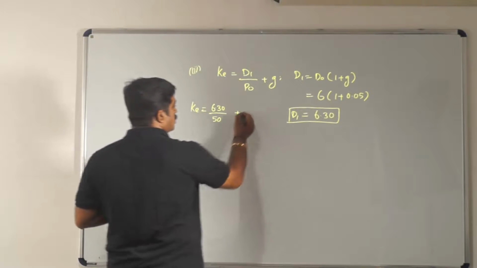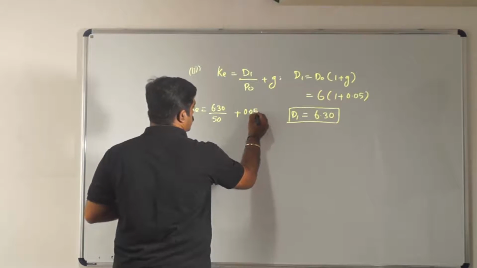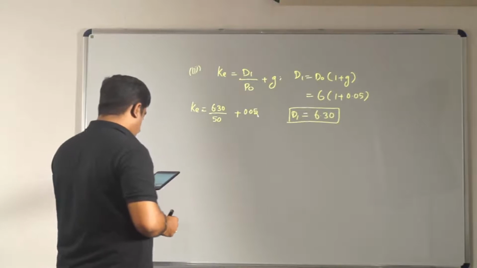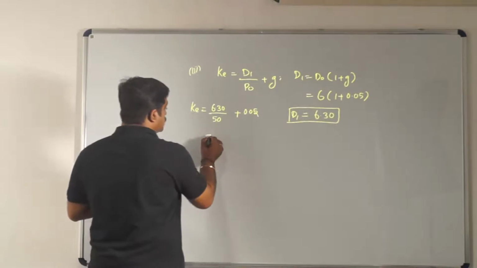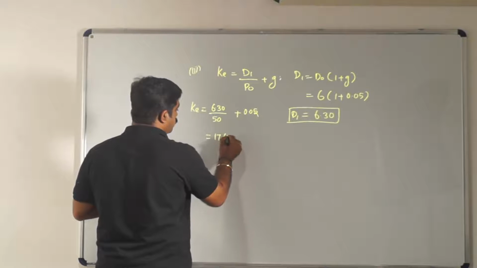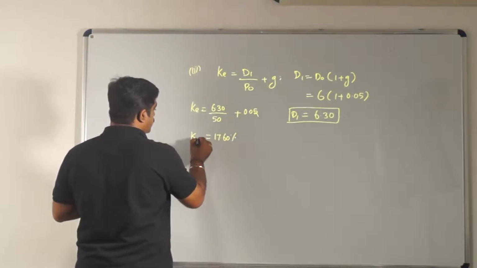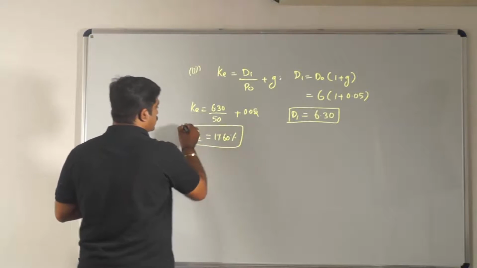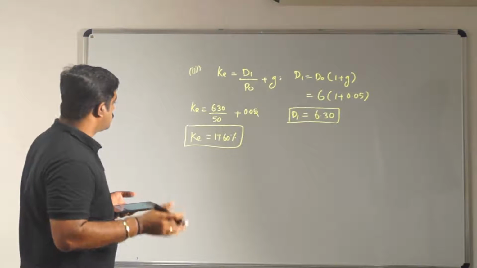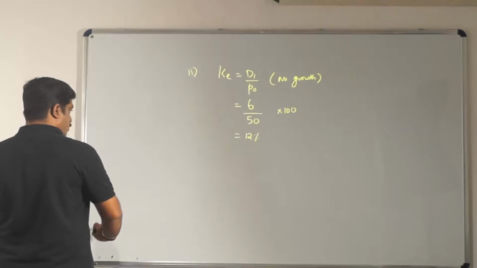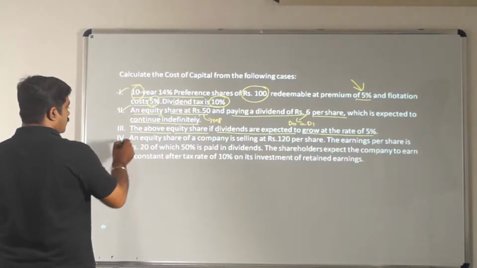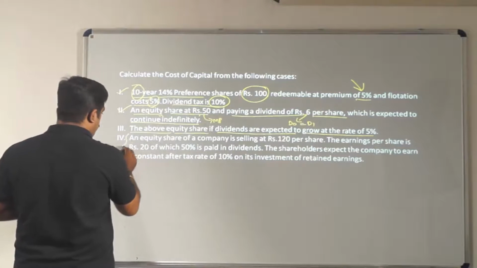G is growth rate, which is 0.05. So if I take my calculation further like this, I'll be getting 17.60%. Okay, so KE is 17.60%. So we have answered question 3. Moving on to question 4. Yeah, this is a little important.